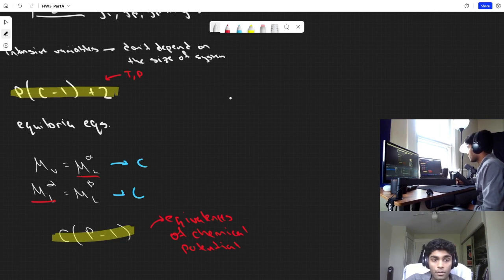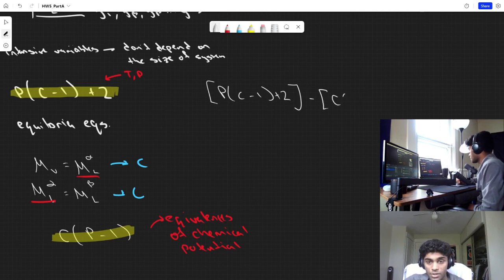So we have P times C minus 1 plus 2. And we're going to subtract our other equation, which is C times P minus 1. The reason we're subtracting this is to get rid of any similarities in between and just get the number of actual unknown variables we have to look at, the number of degrees of freedom when we look at these sorts of systems.